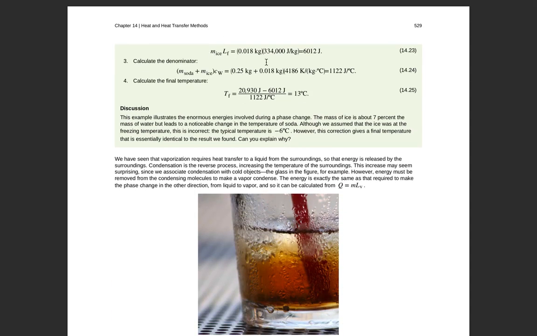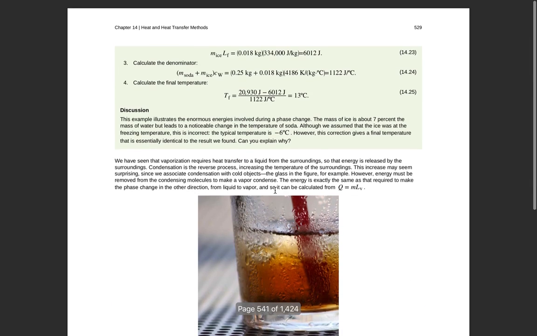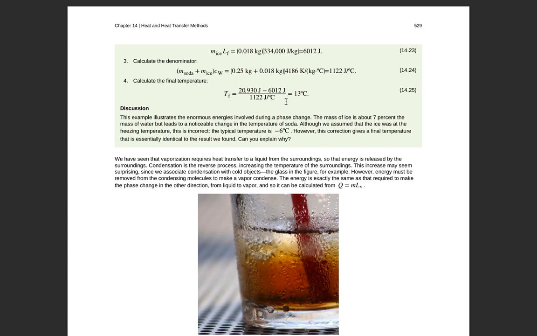And for the phase change of ice, we have 0.018 kilograms times 334,000 joules per kilogram, and that'll give us 6,012 joules. The denominator here, adding the mass of the soda and the mass of the ice times the specific heat, is 1,122. So we plug those in, and all we did here is do each part separately. You get the final temperature of around 13 degrees C. That would be the temperature when everything is at equilibrium, all the ice has melted, and the soda is cooled down.